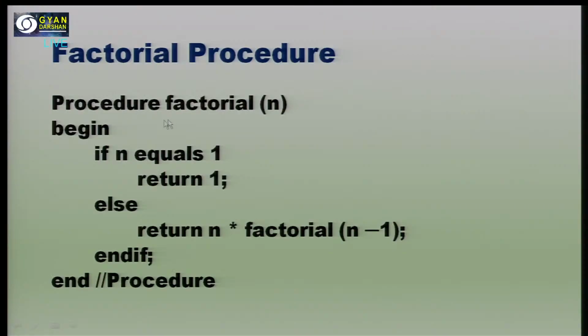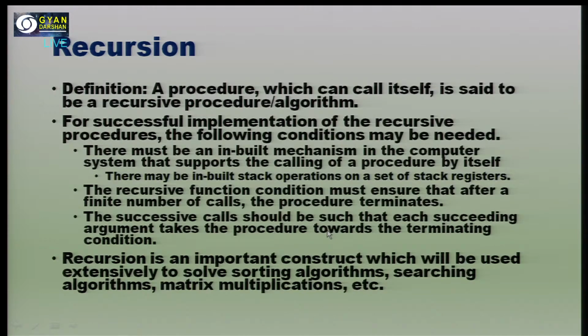So now the factorial procedure is the simplest factorial procedure which checks whether n is equal to 1 or not, and it returns 1, else it returns this particular value, which is how we have shown. This is a recursive definition. A procedure which can call itself is said to be a recursive procedure. For successful implementation, there are certain rules, such as there should be a stack-based implementation, and all those things which are already given in your block.